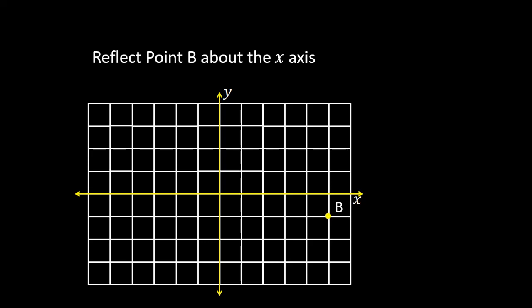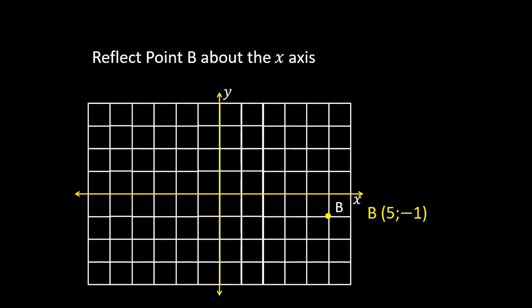Reflect point B about the x-axis. Again, remember the x-axis is the left or right or the flat one. Can you read off the location of point B? Hopefully you can see that it's (5, -1).